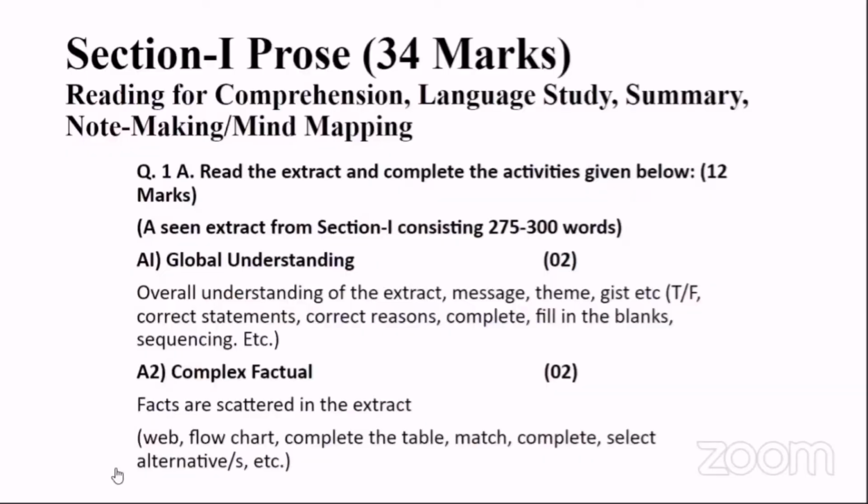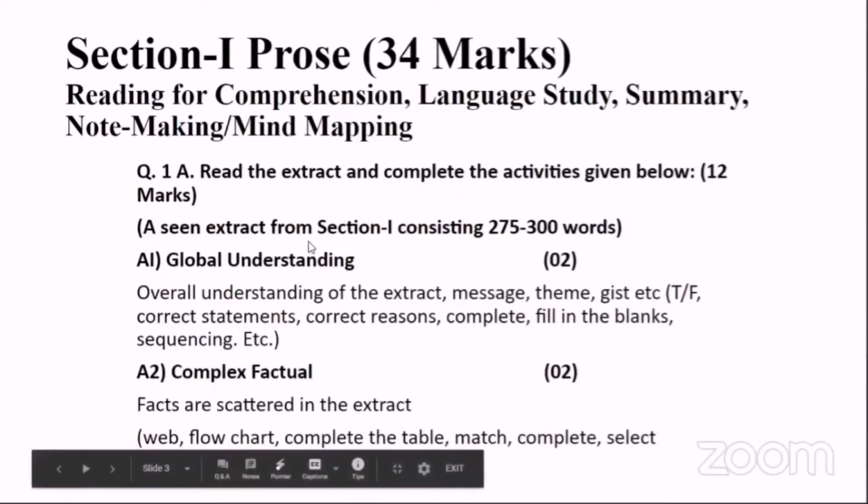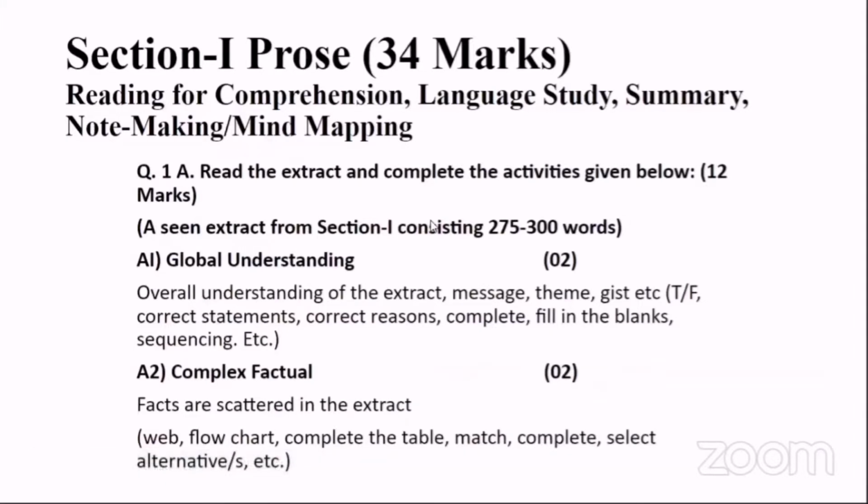And one prose, that is for 34 marks. The first question is on a seen extract from the book, of course, and the word limit is 275 to 300 words. The paper setter should get a good expanse to frame questions, and so we have kept it to 275 to 300 words.